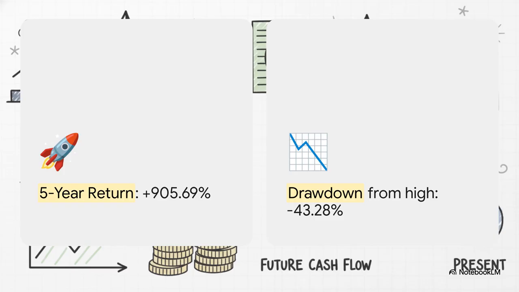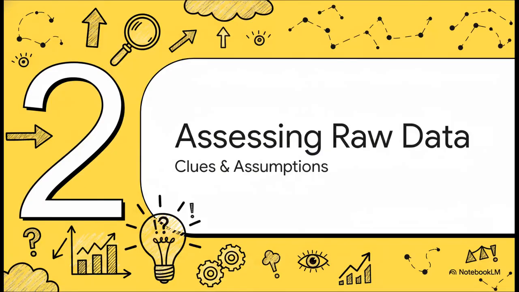As analysts, when we see extreme historic highs clashing with a recent massive drawdown like this, we know for sure there's a severe disconnect between past performance and future expectations. Our job? Find out which side is right. Moving on to Section 2, assessing the raw data, identifying clues, and stating our analyst assumptions.